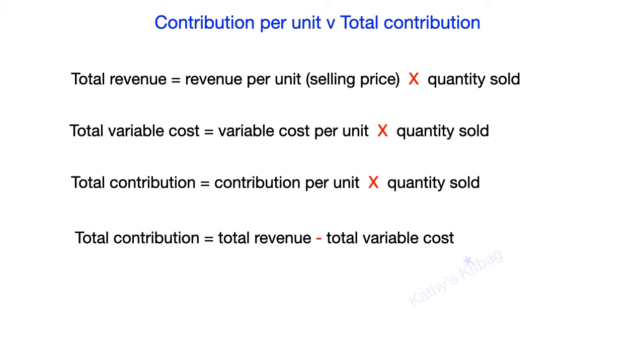So from this, hopefully you can see that our total contribution can be worked out in a different way as well. Total contribution can be worked out as total revenue minus total variable cost. Because remember, the unit contribution was the selling price minus the unit variable cost. So all you've done is multiply every item there by the quantity being sold.